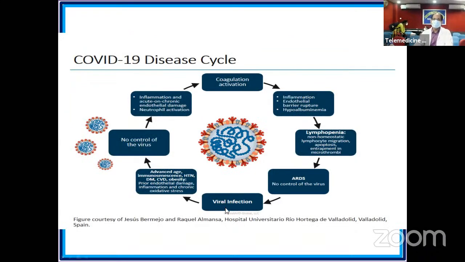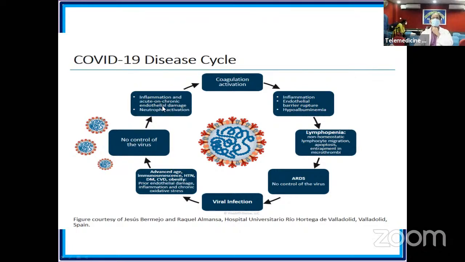So what the virus does, this is a viral infection to the human body by droplet infection. In most subjects, this is asymptomatic. But those persons with advanced age, immunosenescence, hypertension, diabetes, cardiovascular disease, obesity, prior endothelial damage, inflammation, and chronic oxidative stress, there is no control over the virus. The virus goes on replicating, and in that subgroup of patients the disease becomes more grave.